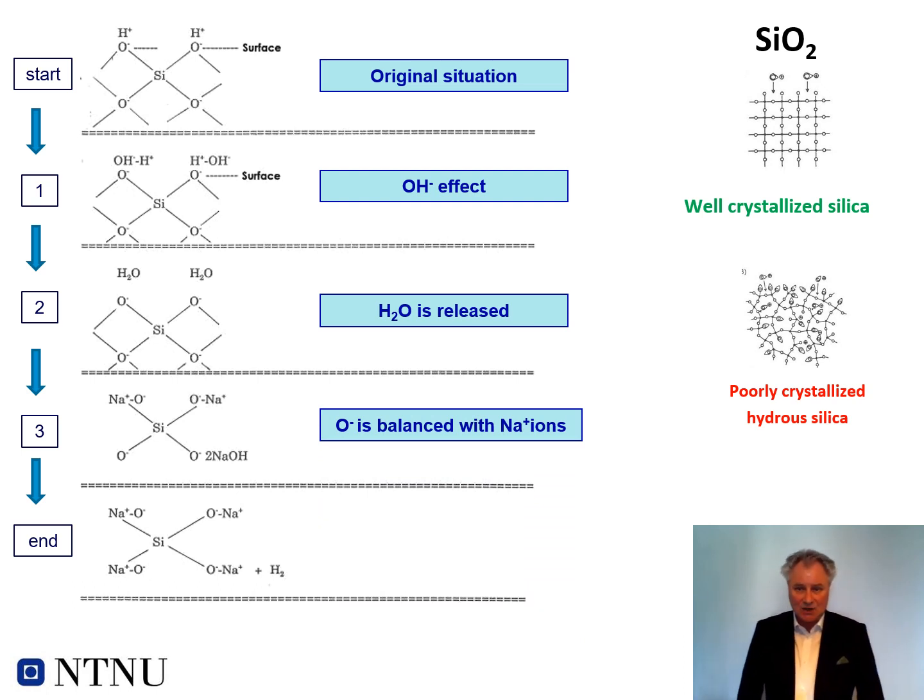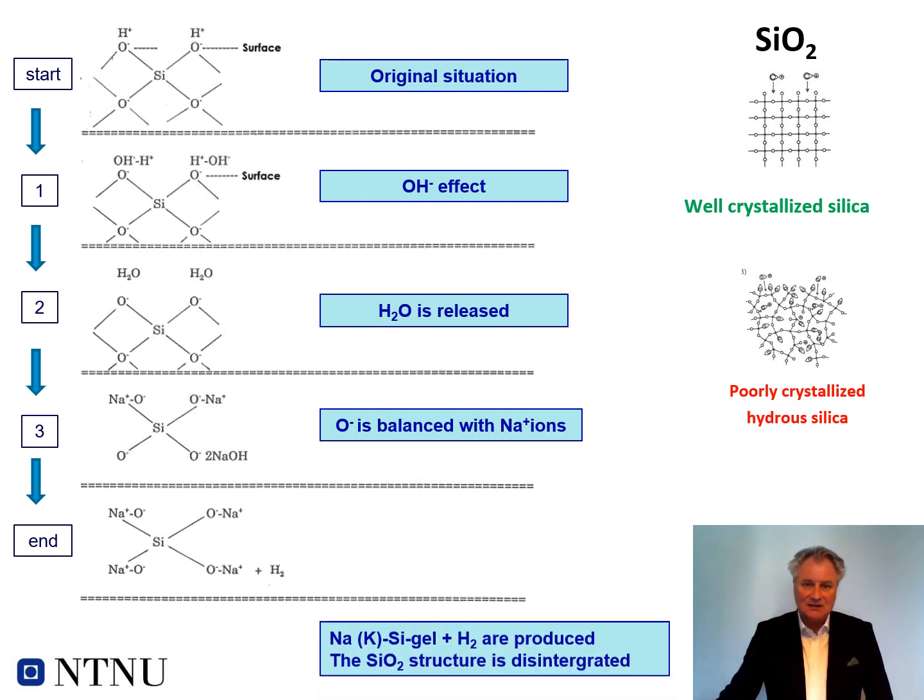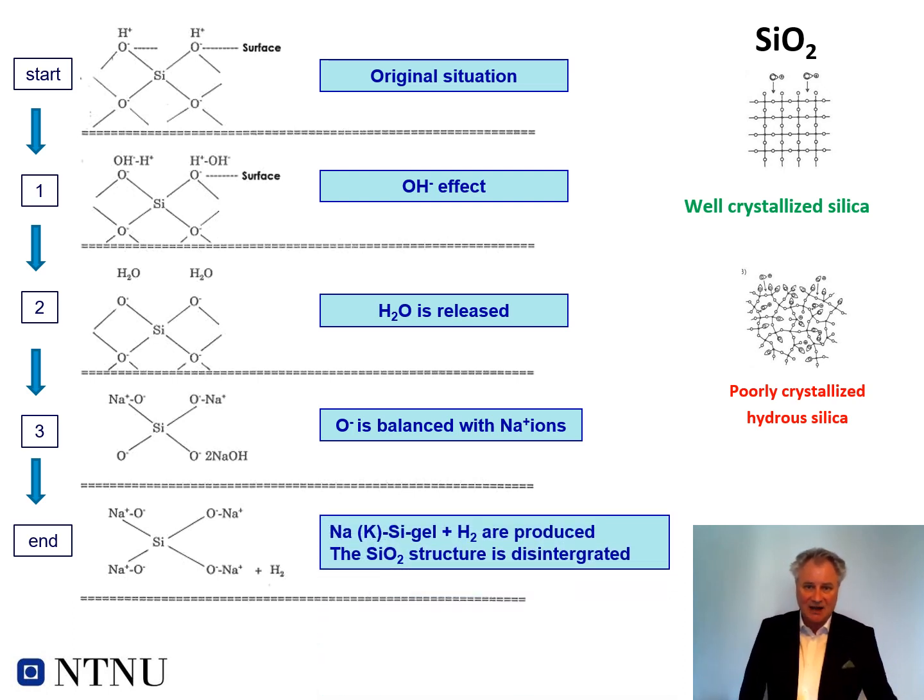And then the situation of the crystal surface is that the O- is balanced with the sodium ions. And then you have this situation that this reaction is happening. So you are producing this sodium or potassium silica gel plus hydrogen. And you are in a way starting to disintegrate the total or original SiO2 structure.